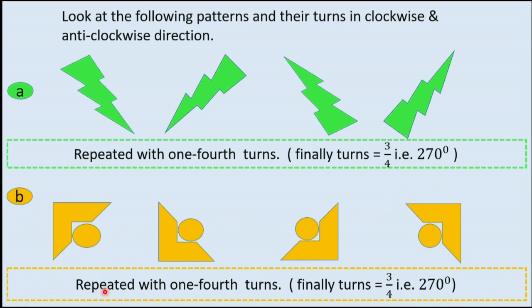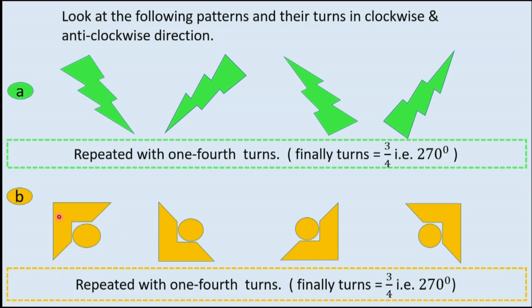B. Repeated with 1/4 turns. What is this turn? Anti-clockwise. This one is clockwise. See, this will go this way, here, after then this, after then that. This is clockwise. And this, number B, is an anti-clockwise turn. Repeated with 1/4 turns, and finally it turns 3/4, that is 270 degrees.